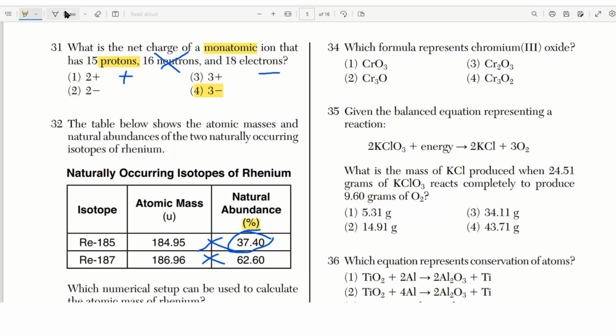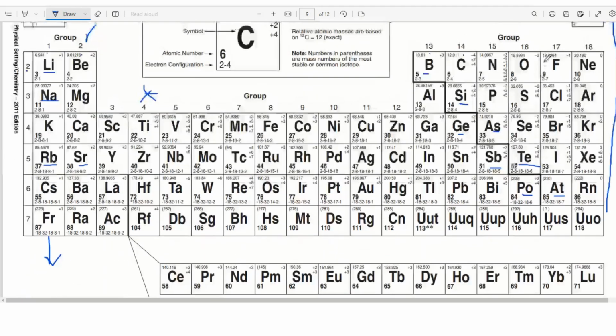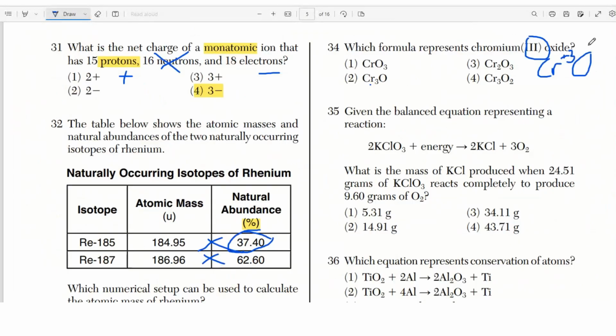All right, which formula represents chromium(III) oxide? Well, I don't have to look up the symbol for chromium because all of the answer choices have it. So I know it's Cr. This Roman numeral tells me the charge, so I don't literally have to look it up. So it is +3. And then oxide comes from oxygen, and again, I don't have to look that up. If you don't know the charge, or oxidation state, of oxygen, you look at the periodic table, and it is -2.